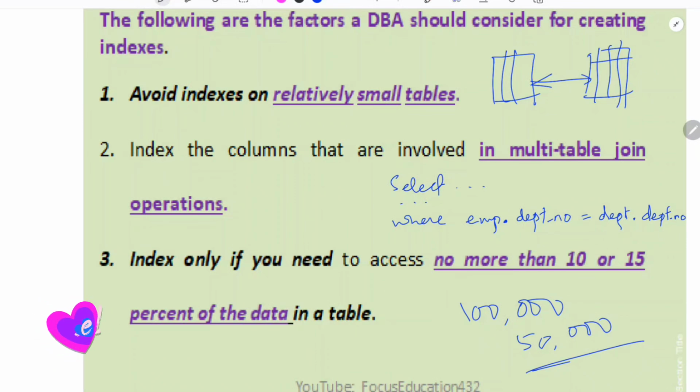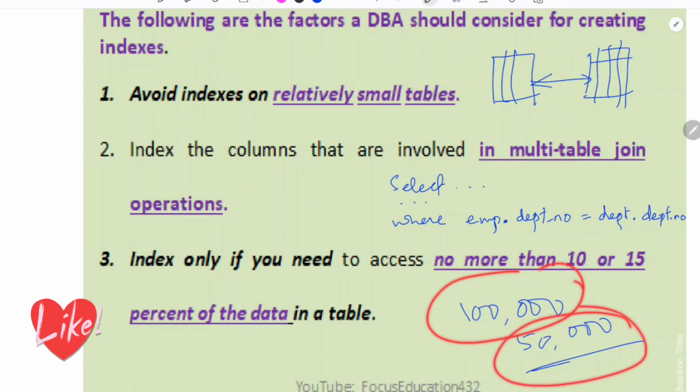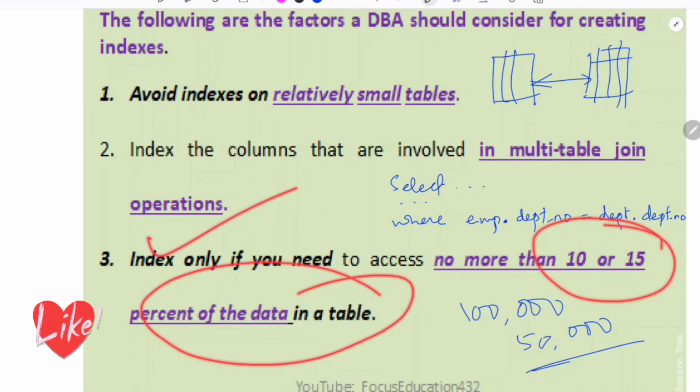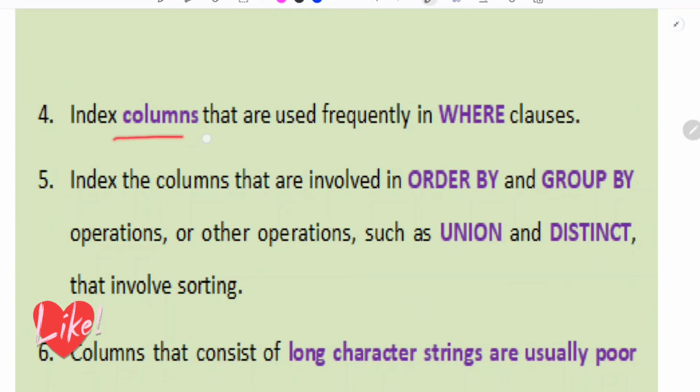Then if you make an index which will bring these 50,000 rows, that is not a good way. Why? In half of the table anyway you are fetching. Half of the table data is already required by the user. So why should we go to the index tables, get the block address from there, and go to the actual table blocks, then get the data? So that will decrease the performance. So if you need no more than 10 or 15% of the table data, then only we have to make the index.